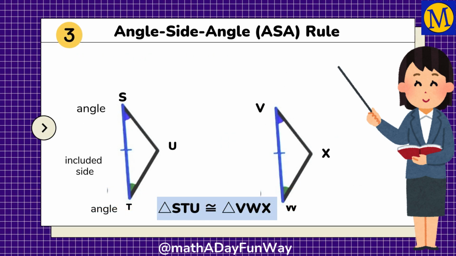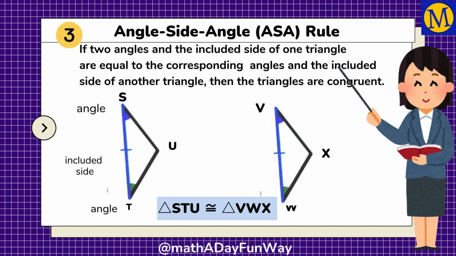Rule 3. Angle, side, angle, or ASA rule. If 2 angles and the included side of one triangle are equal to the corresponding angles and the included side of another triangle, then the triangles are congruent.